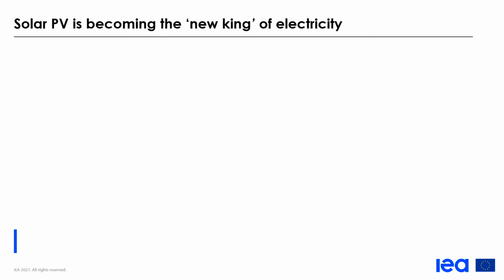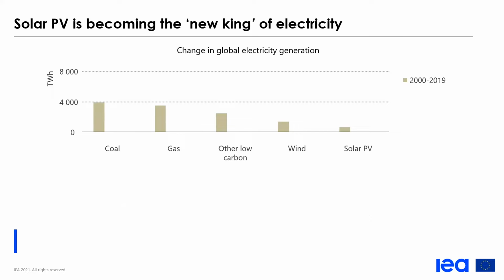Okay, so an important point is solar PV becoming the new king of electricity. Now this means that we are looking at the supply side. We also expect to witness a profound transformation in the way electricity is produced. If we look at what happened over the last two decades, the change in global electricity generation between 2000 and 2019, you could see that coal was the number one source, and this is what we used to call the reign of coal.